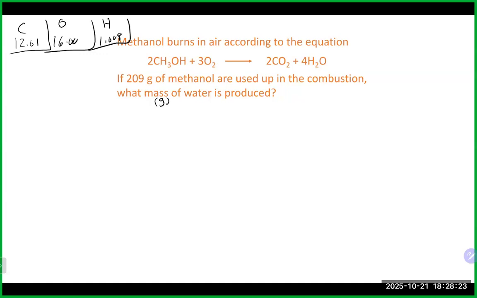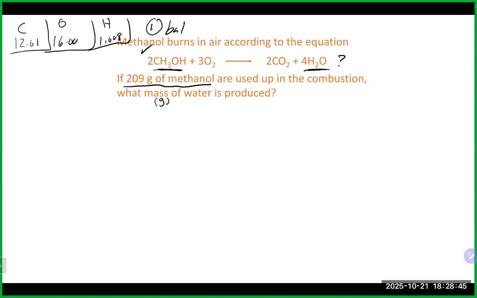Okay, so let's take a look, see how you're doing. So once again, here we have an equation. We're given one piece of information, 209 grams of methanol, which is this guy. We want to know how much water we will produce, which is over here. So this definitely is a stoichiometry problem. So the first thing we want to do is balance the equation. And it does look balanced, so we are check on that.